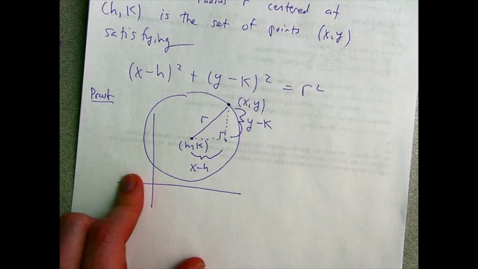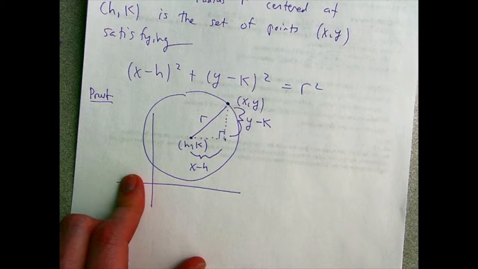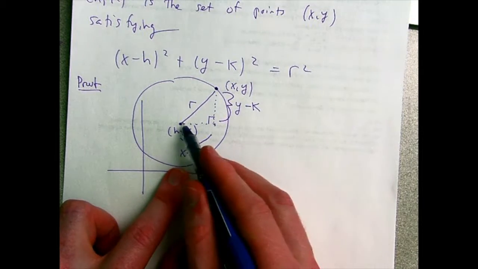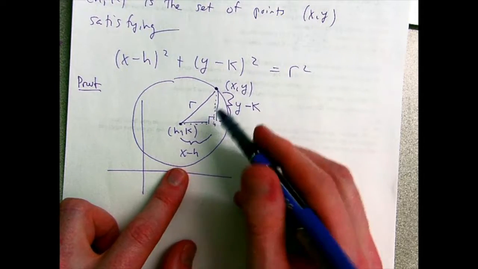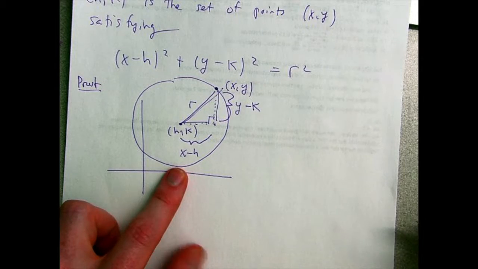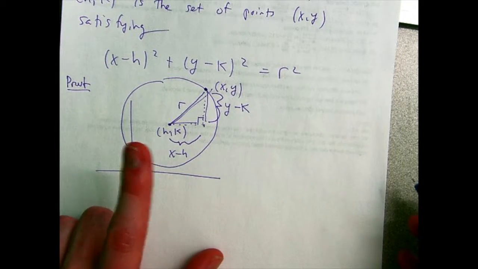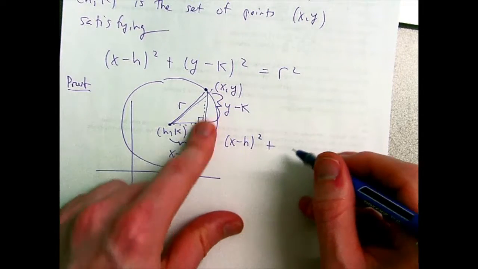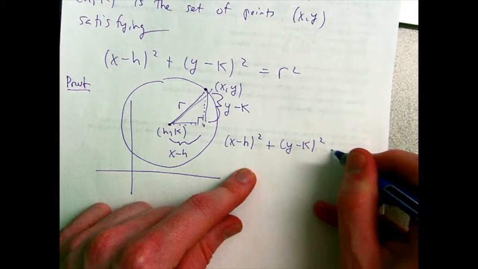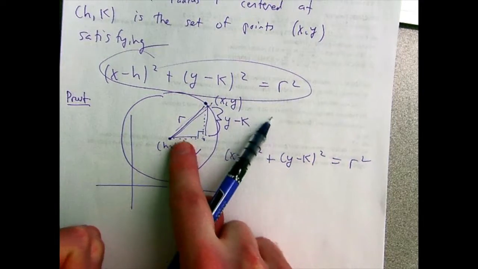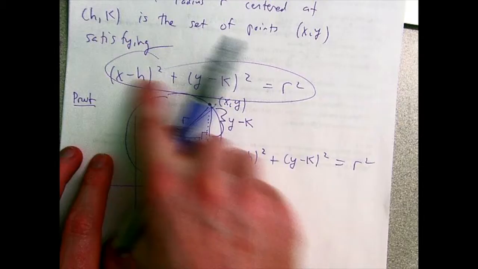Now, hopefully you remember the Pythagorean theorem from 9th grade or something, which says that the length of this thing squared plus the length of that thing squared is equal to the length of that thing squared. a squared plus b squared equals c squared. So what does that really say? It says this, which is (x minus h) squared, plus this side squared, which is (y minus k) squared, is equal to this side squared, which is r squared. And that's exactly the equation I have here. So any point (x, y) that you pick on the circle will satisfy this equation. That's why this is the equation of the circle.